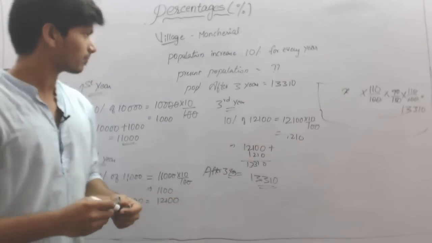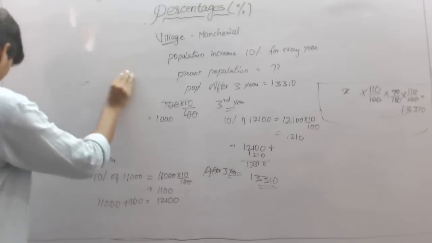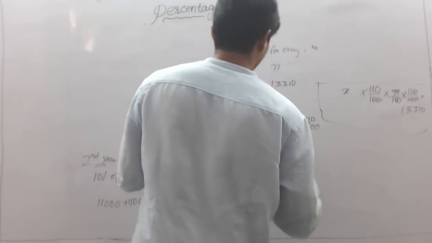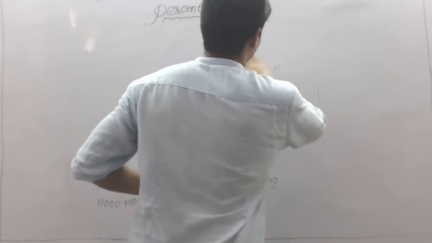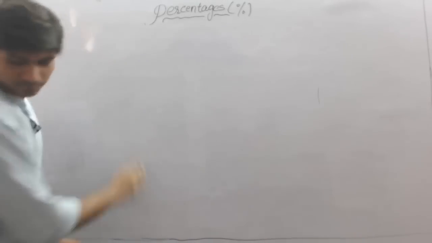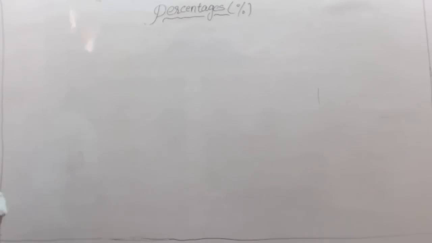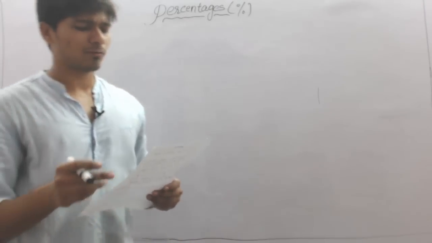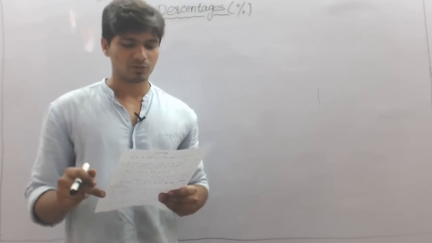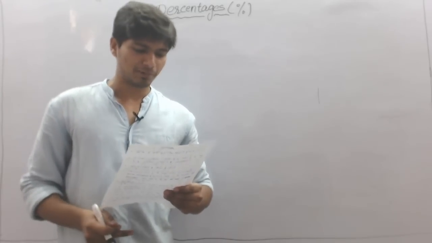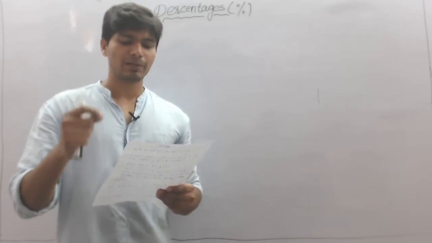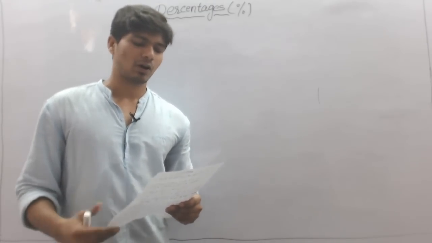Next question. In a city, a building valued at 1,33,100 was built on a plot which was valued at 72,900. Now the value of the building is reduced by 10% every year, and the value of the plot is increased by 10%. After how many years do the value of the building and the plot become the same? How are you going to solve this problem?